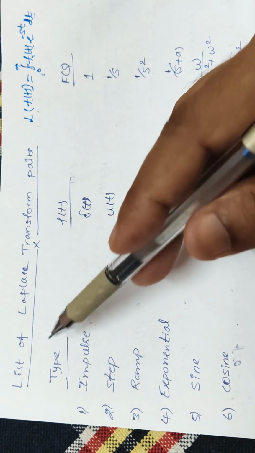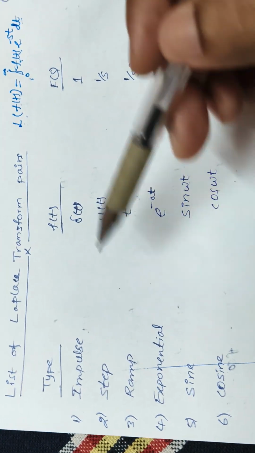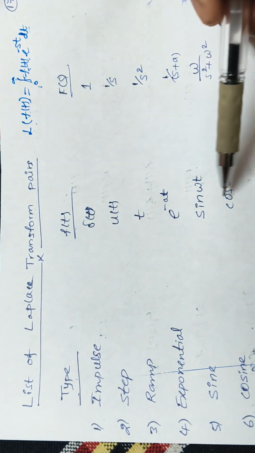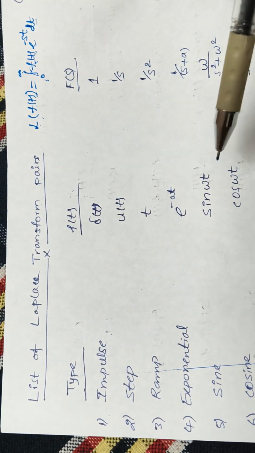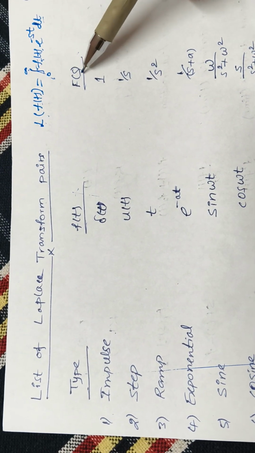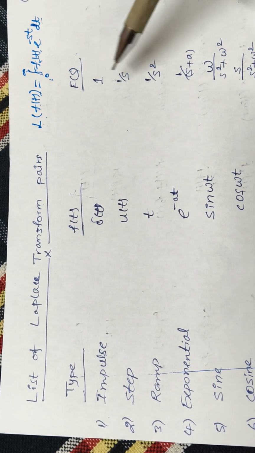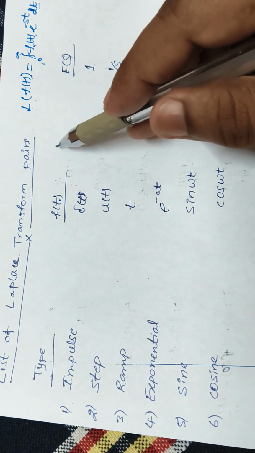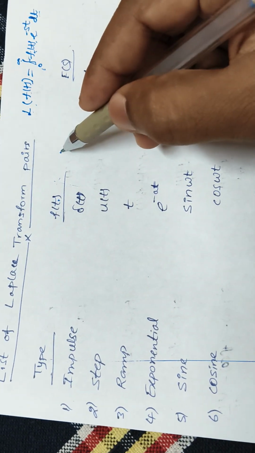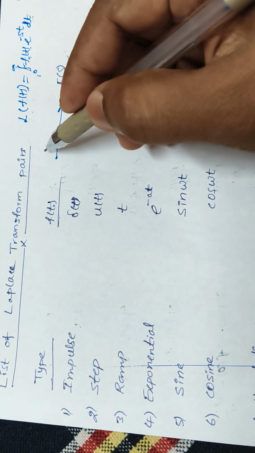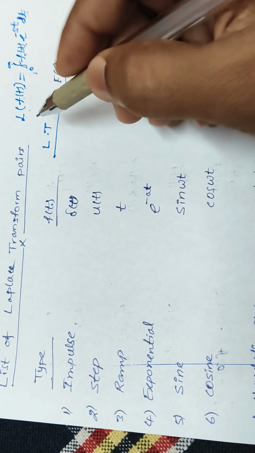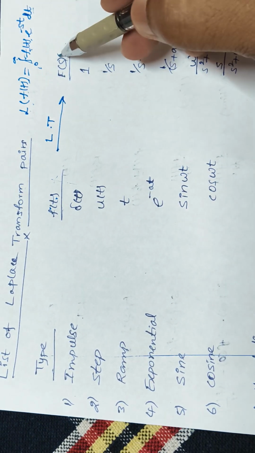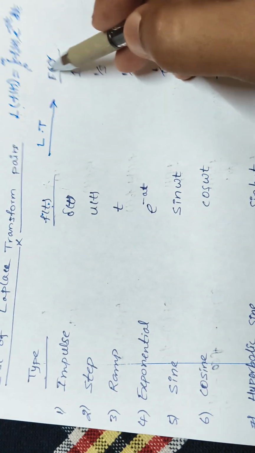So let us take, this is the type of the function. We'll see what is a function, its mathematical representation, and when you apply the Laplace transform, how it will be transformed from the time domain to S domain. So here f of t is converting, when you are applying the Laplace transform, f of t becomes f of s, time domain to S domain.